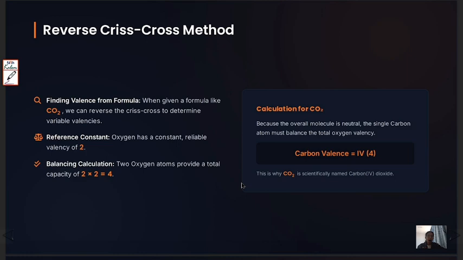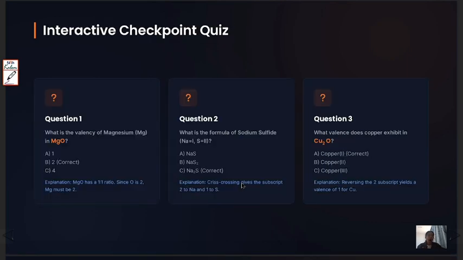What if we have a formula, but we need to find the valence? We should use the reverse crisscross method. I showed you before how to create it. So that's the checkpoint question. It's your homework. Answer the question on your own, work hard, think a little bit, and that's all.